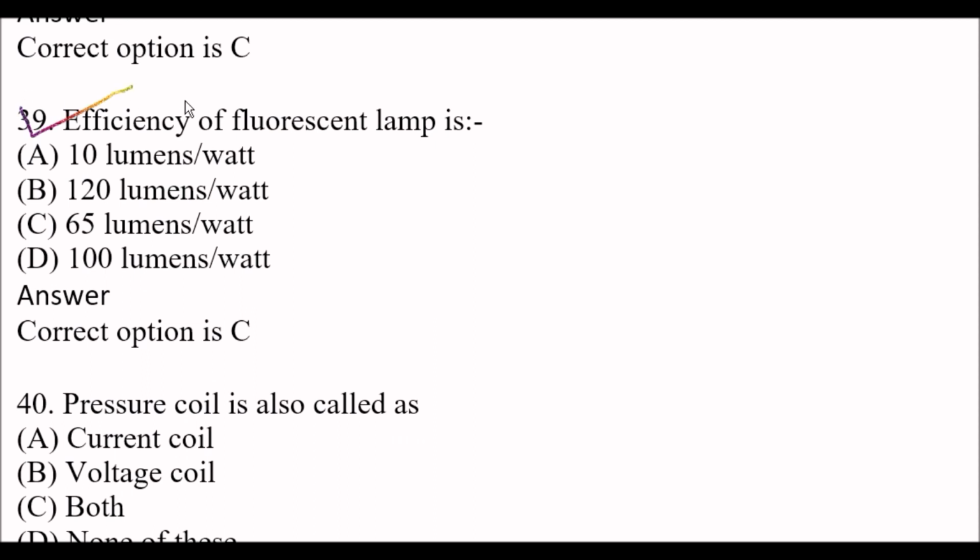Efficiency of fluorescent lamp is option A, 10 lumens per watt. Option B, 120 lumens per watt. Option C, 65 lumens per watt. And option D, 100 lumens per watt. Right answer is option C, 65 lumens per watt.